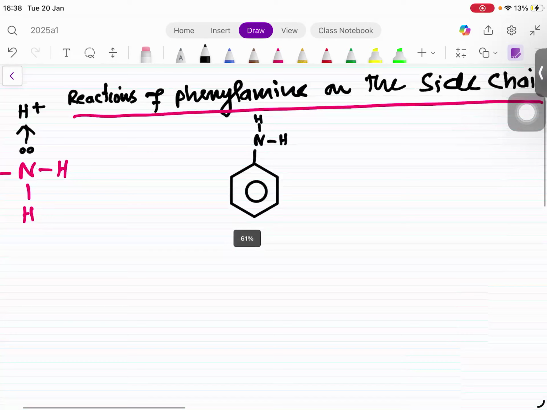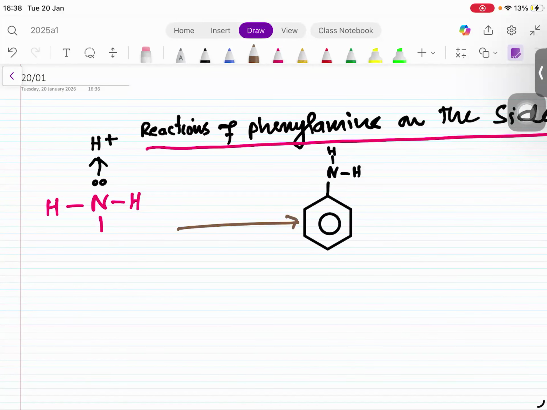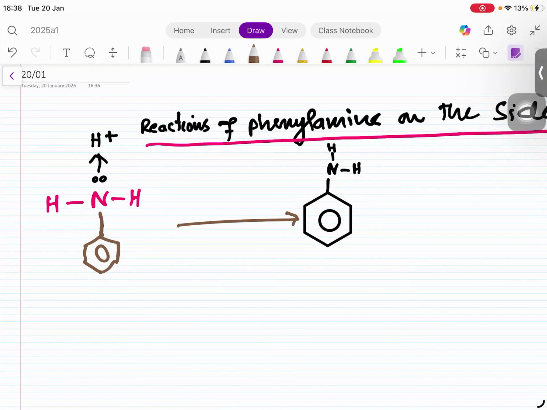The same lone pair of electrons is still present because we just replaced one of the hydrogens with this ring. That's it. So it becomes phenylamine. So phenylamine still has that lone pair of electrons which can accept. So phenylamine or any other amine are always bases because they can accept protons, because of their lone pair of electrons on the nitrogen atom.